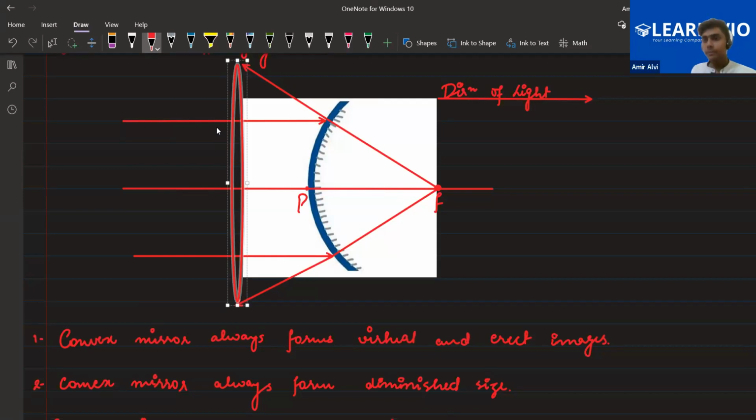Any doubt, sir? Anybody? Nabila, Arya, and Harshit, is this clear to all of you? Please tell me. Yeah, it's clear. Chalo, that's good. So let's understand. So this is positive.